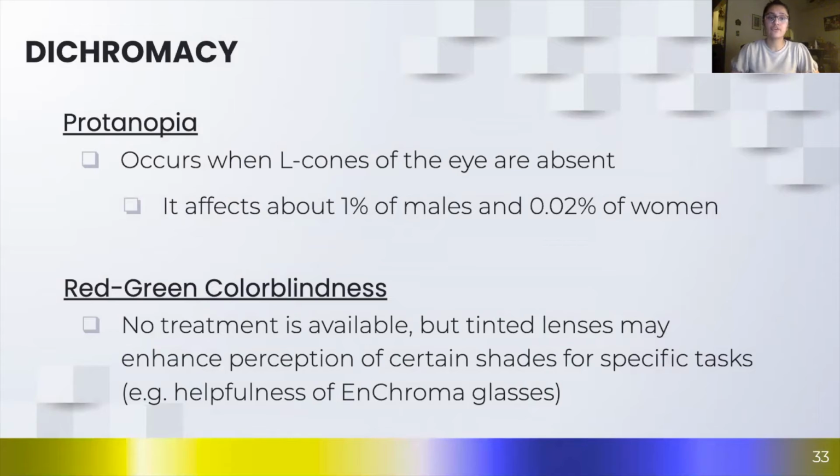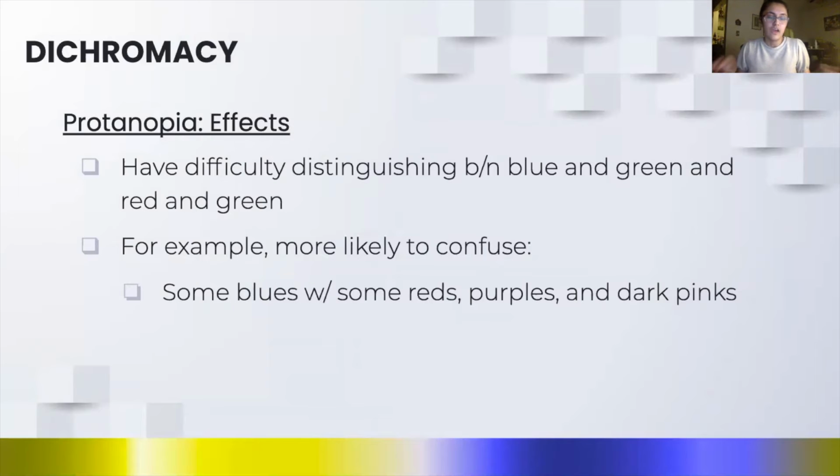And protanopia occurs when L cones of the eye are absent. It affects about 1% of males and 0.02% of women. Now, when it comes to red-green color blindness, there's no treatment available, but tinted lenses may enhance perception of certain shades for specific tasks. In other words, that's how EnChroma is somewhat helpful. Now, the effects of protanopia are that people with it have difficulty distinguishing between blue and green and red and green. For example, they're more likely to confuse some blues with some reds, purples, and dark pinks.